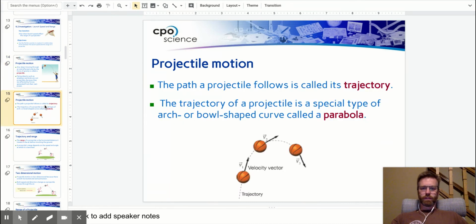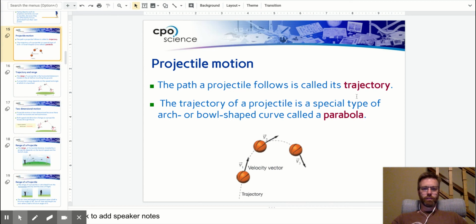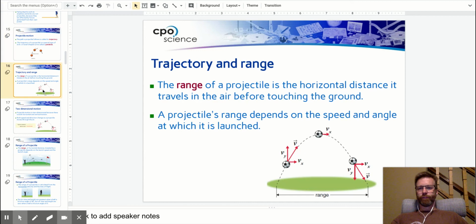So let's look at a couple ideas together. Some vocabulary words that I bet you have seen. This word called trajectory, that's just the name of the path that a projectile follows. And of course, it has a mathematical shape called a parabola. And you've probably seen the word range as well, because we thought about that in the lab the other day, which is simply a measure of how far something travels sideways.